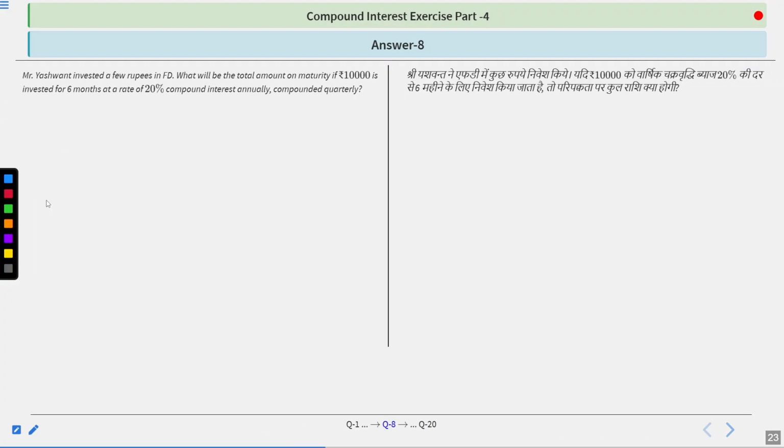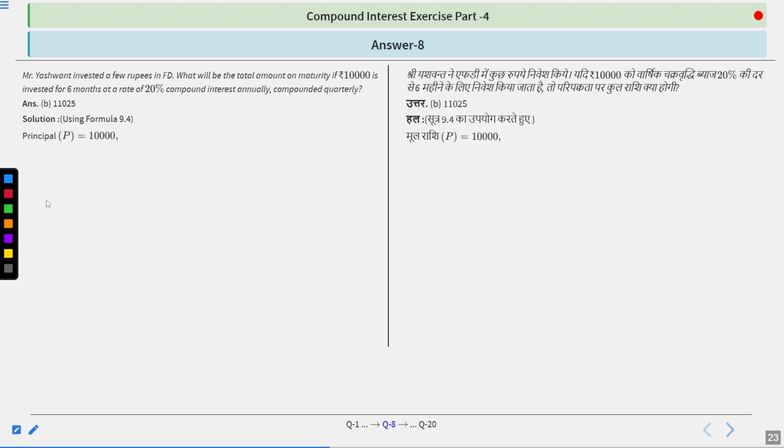So Mr. Yashwant had invested in FD, and if rupees 10,000 is invested for a time period of 6 months and the rate was 20%, but it was 20% annually. But here the interest is being compounded quarterly, so we have to find the total amount on maturity. The answer to this question is option B 11,025, and we are using formula 9.4 to solve this question.